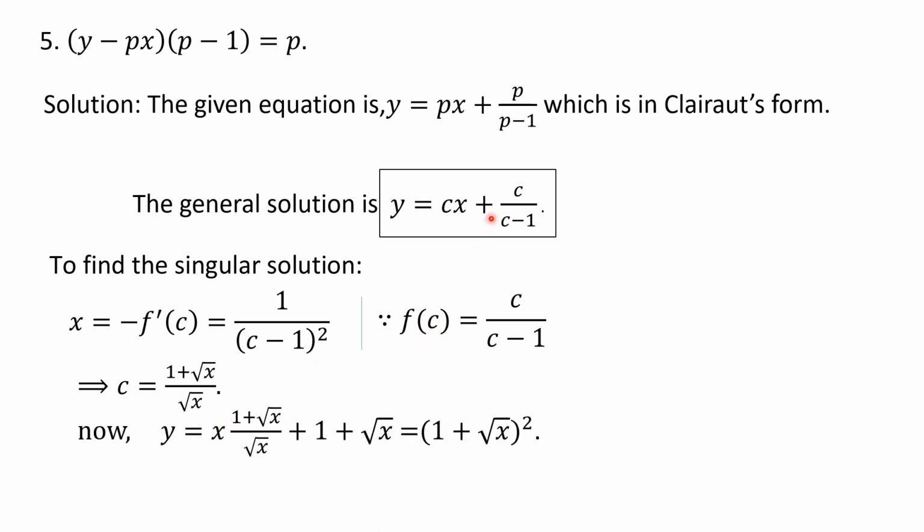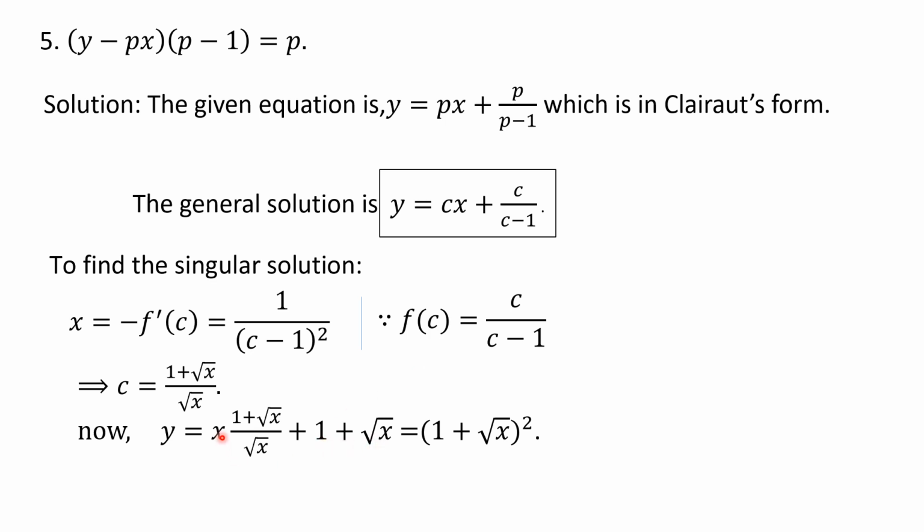Then for the singular solution, substitute in this and eliminate c, so that is x into 1 plus root x by root x plus c by c minus 1. So we have c minus 1 square is equal to 1 by x. That means c minus 1 is what? 1 by root x. So I can substitute directly: c minus 1 is 1 by root x, but c is 1 plus root x by root x. So 1 plus root x by root x by 1 by root x. So root x cancels. So this gives 1 plus root x. So that's what we have written here, 1 plus root x.